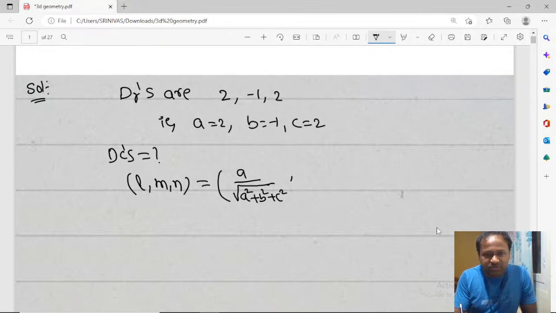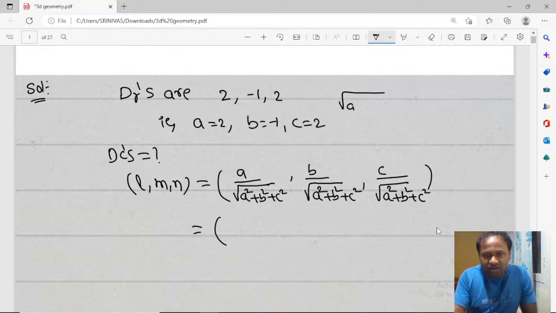So a by under root of a square plus b square plus c square, b by under root of a square plus b square plus c square. Next, c by under root of a square plus b square plus c square. Okay, in this we need to substitute. So first of all I will find the value of under root of a square plus b square plus c square. What we get? 2 square value is 4, -1 square value is 1, and 2 square value is 4. So it is √9, that is equal to 3.